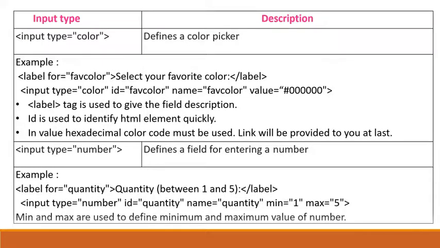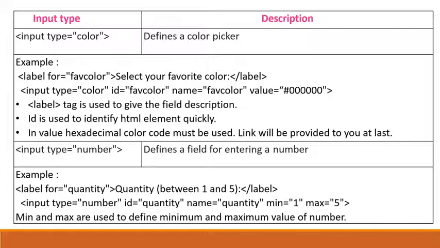Now for example, for this label for is equal to, in double quotation it is given, FAVCOLOR, that is favorite color. Select your favorite color and then close it with slash label. Now this label tag is newly introduced in our syllabus, which is used to give the field description. In previous year, last year, we have directly given the username and password or roll number or customer name as fields. But now here a new tag is introduced, that is a label.